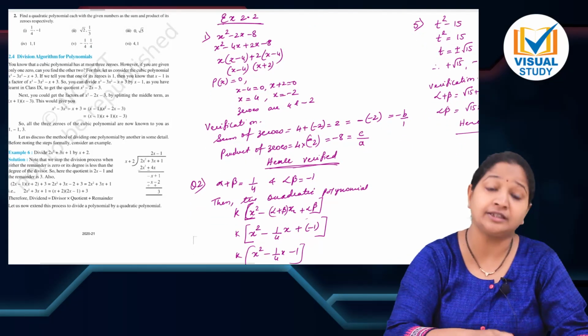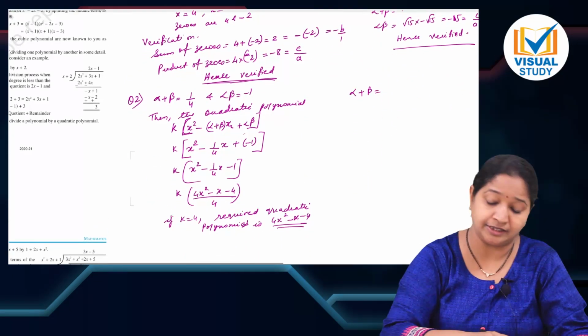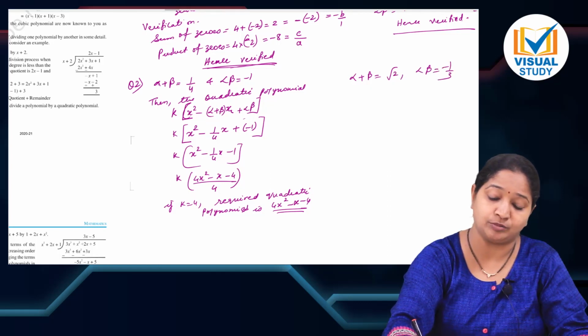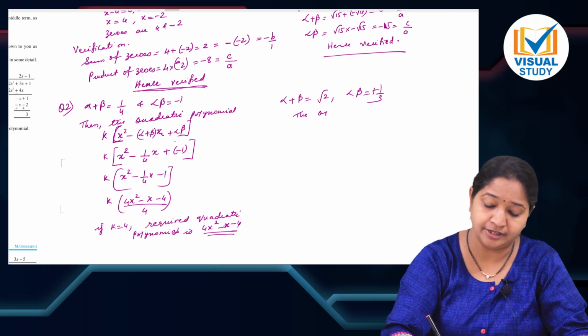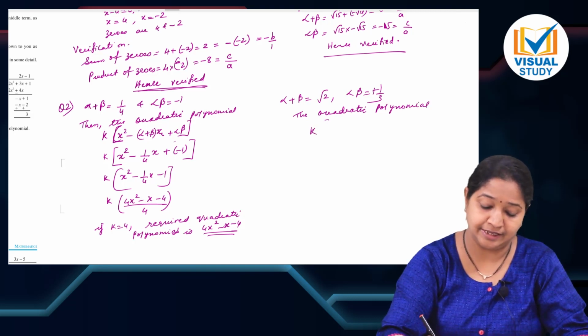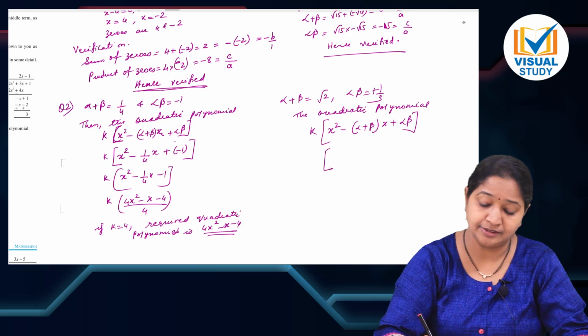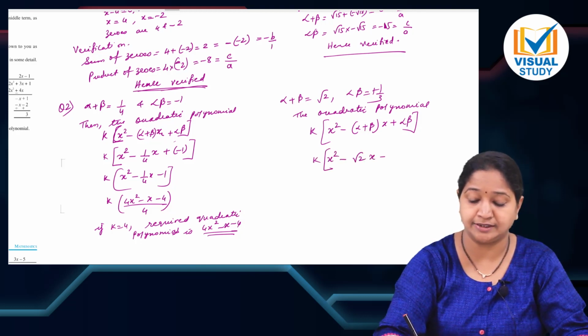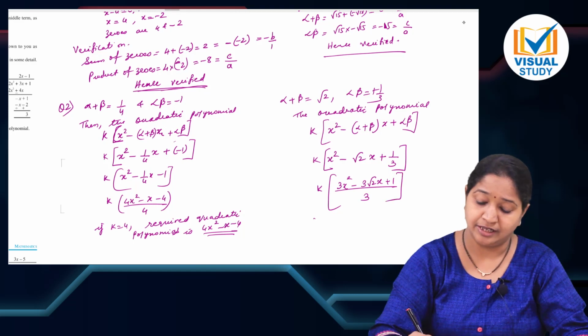The second one also I will do for you, and then the rest you can do. That is root 2 and 1 upon 3. Same thing. Alpha plus beta is root 2, and alpha beta is equal to 1 upon 3. Again you write the same thing. The quadratic polynomial k x square minus alpha plus beta into x plus alpha beta, that is k x square minus root 2 x plus 1 upon 3, again same thing, LCM, that is 3x square minus 3 root 2 x plus 1, and therefore the required polynomial is 3x square minus 3 root 2 x plus 1.